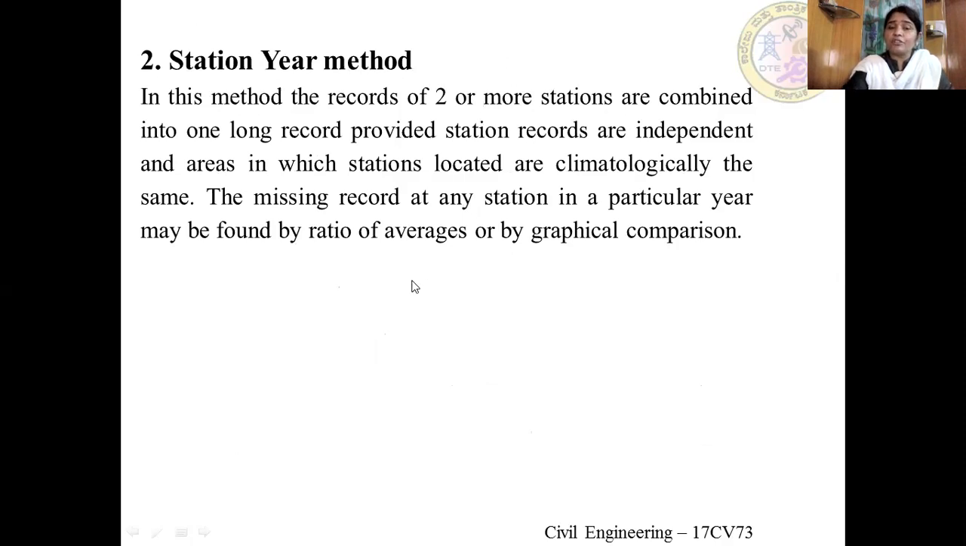Next one is station year method. In this method, the records of two or more stations are combined into one long record, provided the station records are independent and the areas in which stations are located are climatologically the same. So you cannot take one in a desert, another one in some western area where there is heavy rainfall. So the climatologically, the weather, the temperature, everything has to be the same. Then only we can go in for this station year method, and then the missing record can be computed in that particular year by finding the ratio of averages or by graphical comparison.